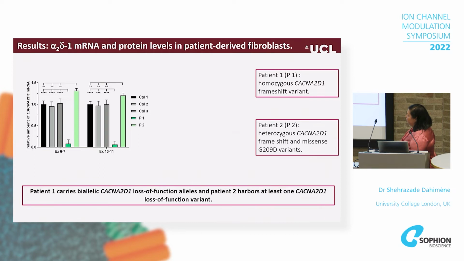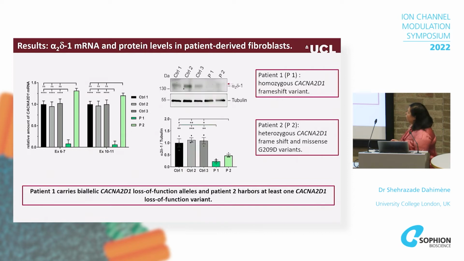This has been done in exon 6, 7, and exon 10 and 11. Just to remind you that patient 1 is homozygous for a frameshift variant, and you can see that there is little messenger RNA for alpha2delta-1, indicating nonsense-mediated degradation of the messenger RNA for alpha2delta-1. However, patient 2, which is heterozygous for a frameshift and missense variant, shows a good amount of messenger RNA for alpha2delta-1.